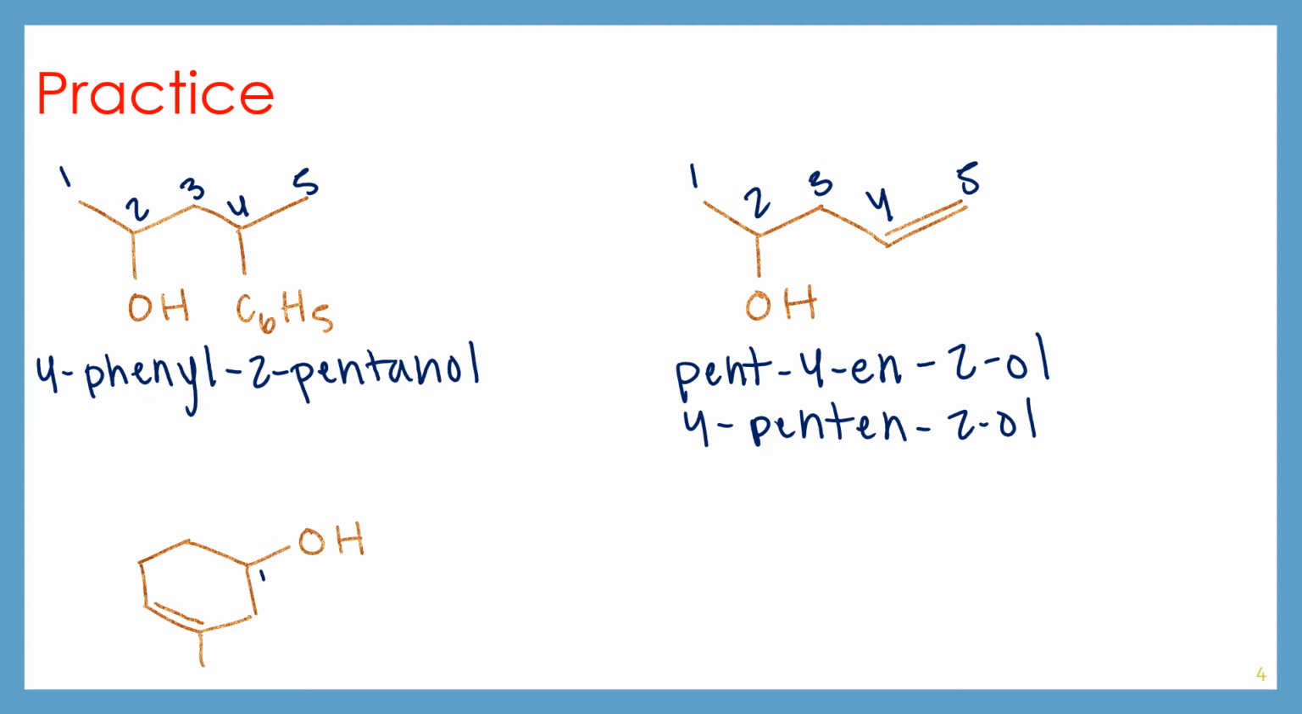So we can check ourselves real fast. If we number clockwise, we hit the alkene and the methyl group at 3. But if we go counterclockwise, 1, 2, 3, we hit the alkene at 4 and the methyl group at 5. And since the main rule of the IUPAC nomenclature is that you want the lowest numbers possible, we're going to use that first numbering scheme.